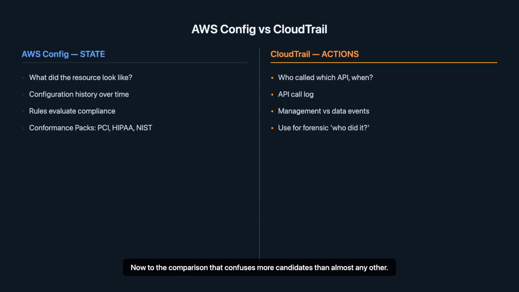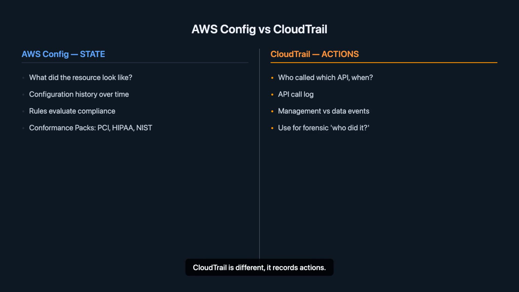Now to the comparison that confuses more candidates than almost any other. Amazon Web Services Config records the state of your resources over time. What did the bucket configuration look like last Tuesday at 3 p.m.? Was encryption enabled? Were public access blocks on? Config can also evaluate that state against rules, and conformance packs ship pre-built rule bundles for PII, DSS, HIPAA, NIST, and FedRAMP. CloudTrail is different.